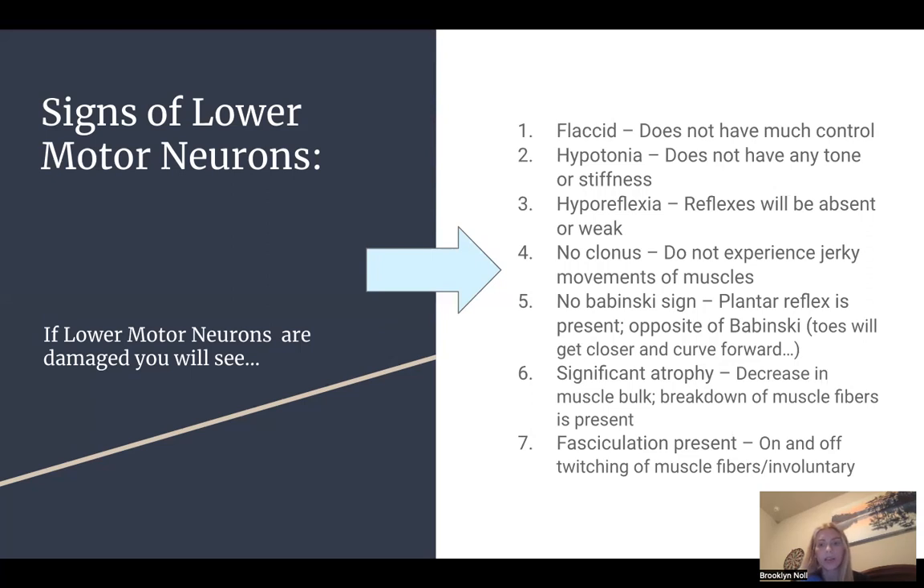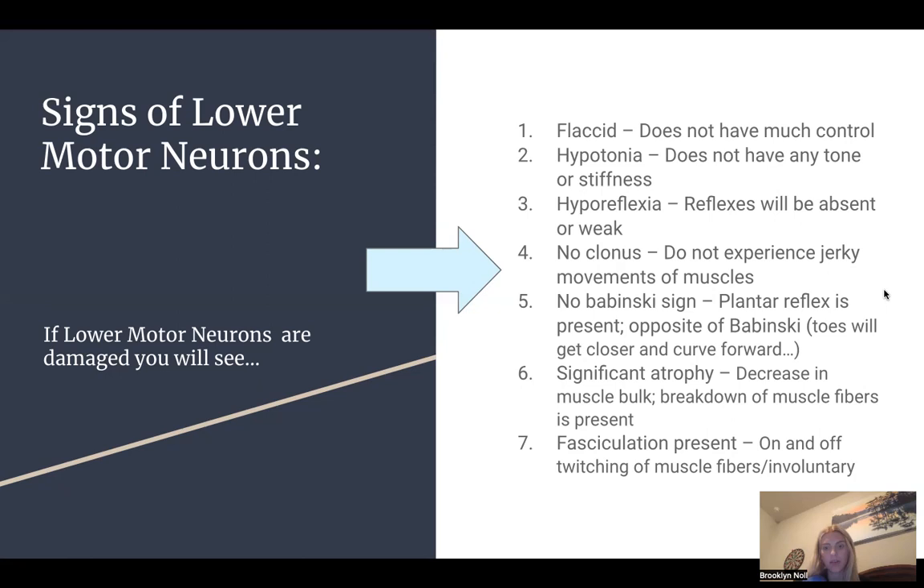Four, no clonus. It does not experience any jerky movements of the muscle. Five, no Babinski sign. This is a plantar reflex that is present, which is the opposite of Babinski. The toes will get closer together and then curve forward.